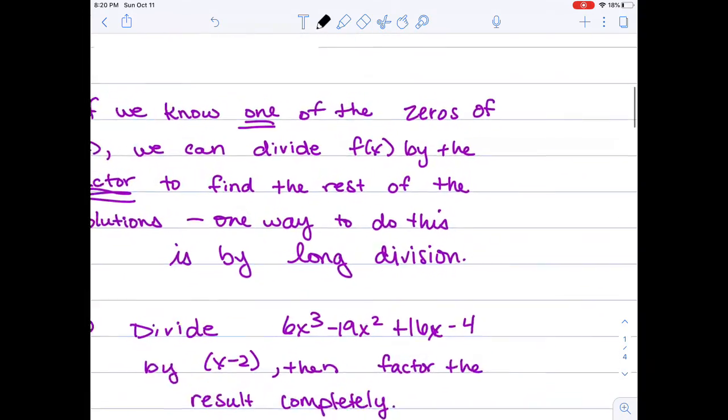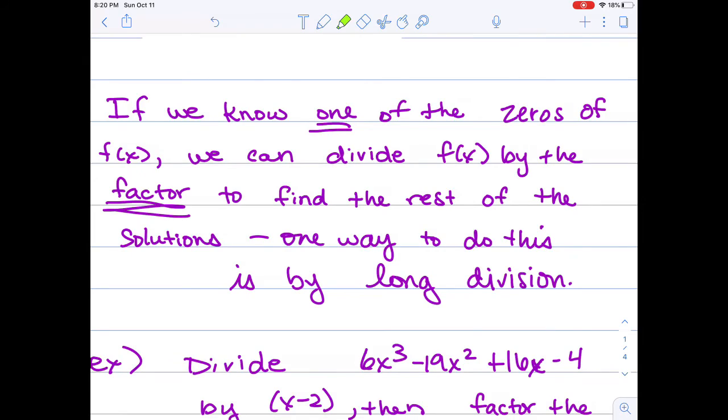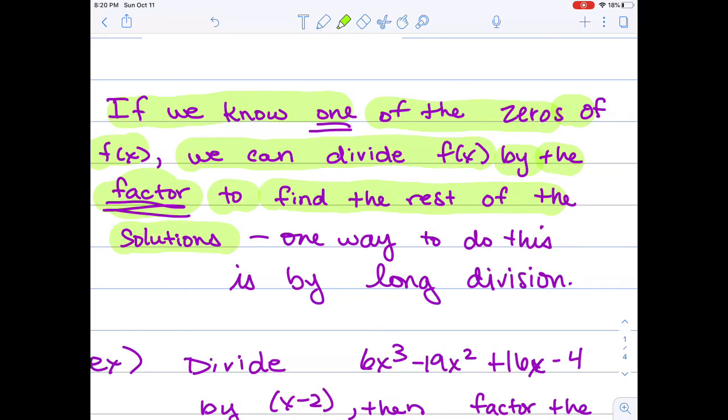This is why we're using long division of polynomials. If we know one of the zeros of f of x, okay, that means we know one of the factors or one of the zeros, we can divide f of x by the factor to find the rest of the solutions. One way to do this is by long division. So we're using long division if we know one of the solutions to find the rest.